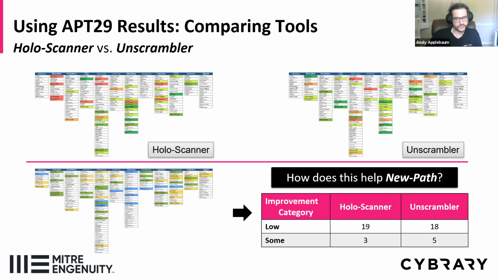And when you run those numbers, it actually seems a little more balanced. Holoscanner can potentially improve 19 low techniques versus Unscrambler's 18, a little bit better towards Holoscanner. And then Holoscanner can improve 3 of the some confidence of detection techniques versus the 5 for Unscrambler. It's a little bit better on the Unscrambler side. So it's not quite clear, but it's definitely not as clear cut as just the counting.